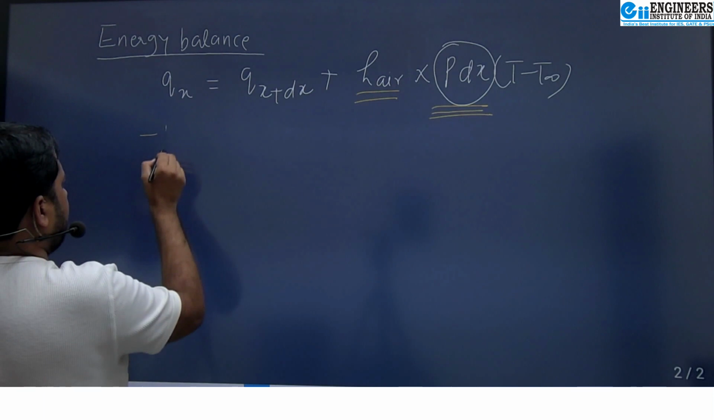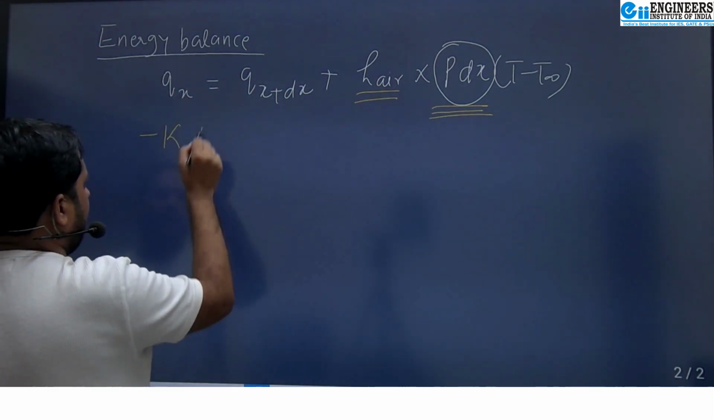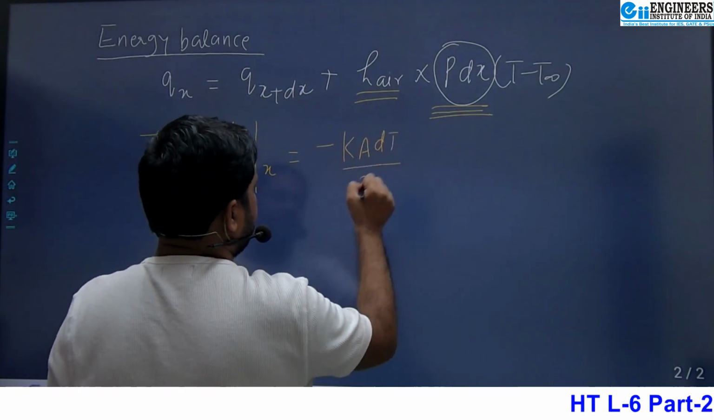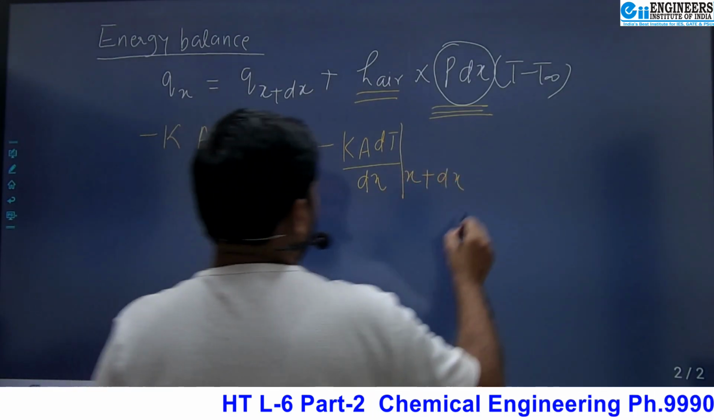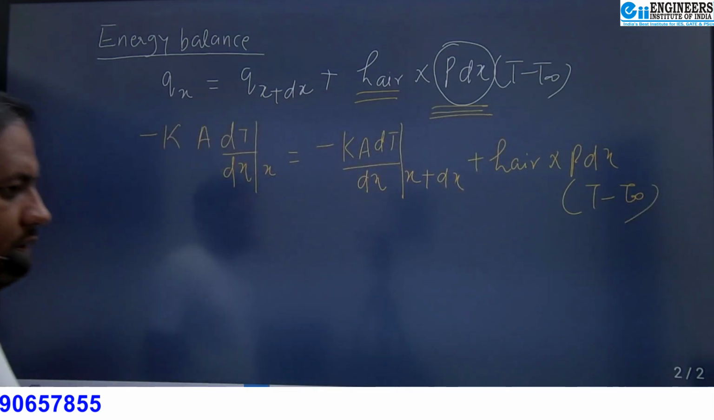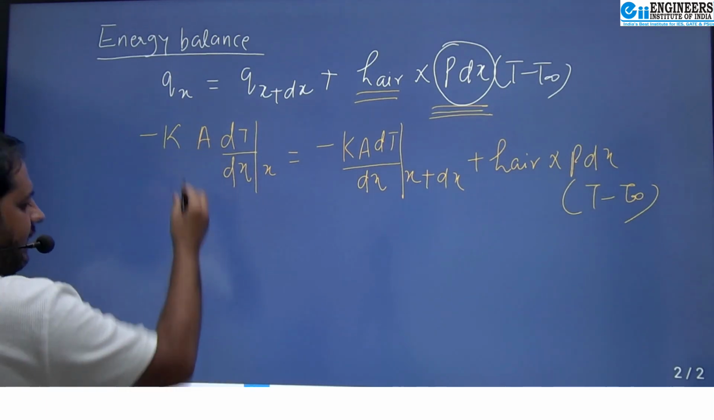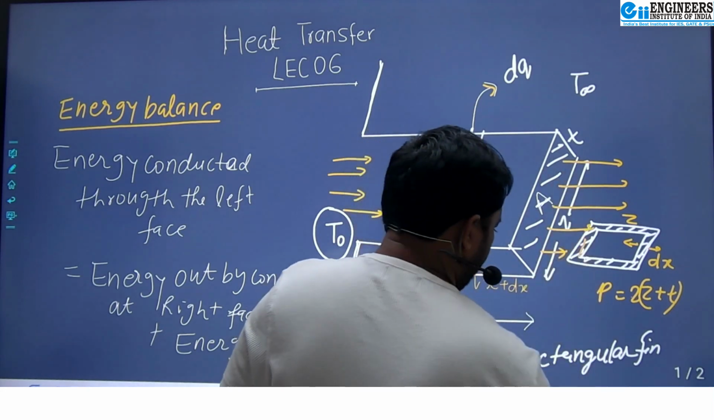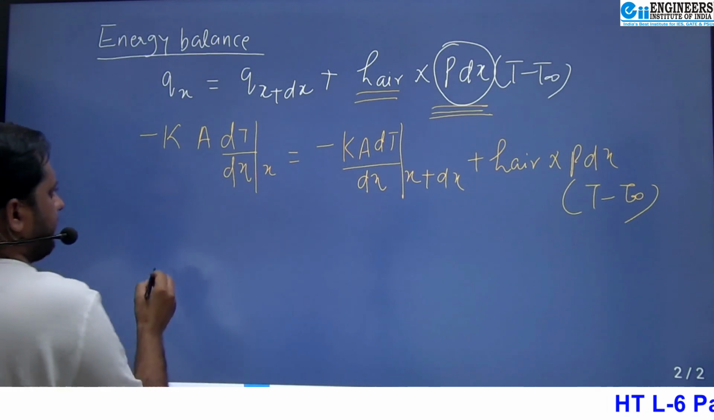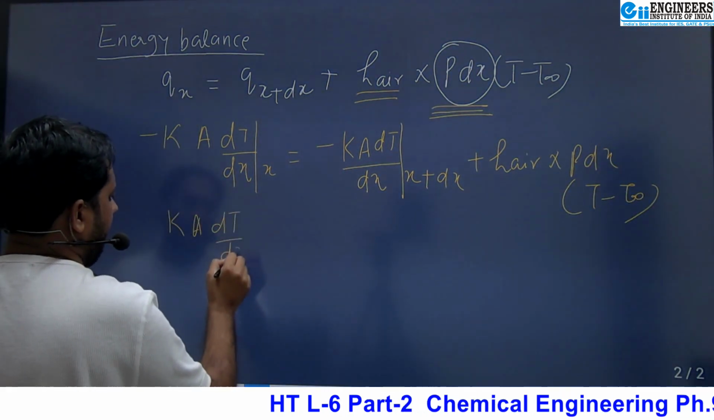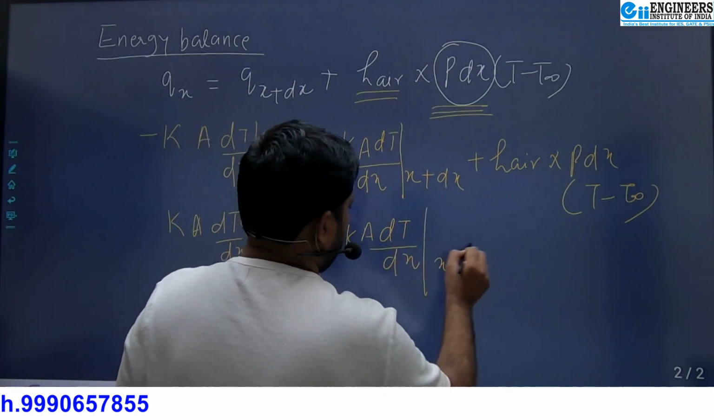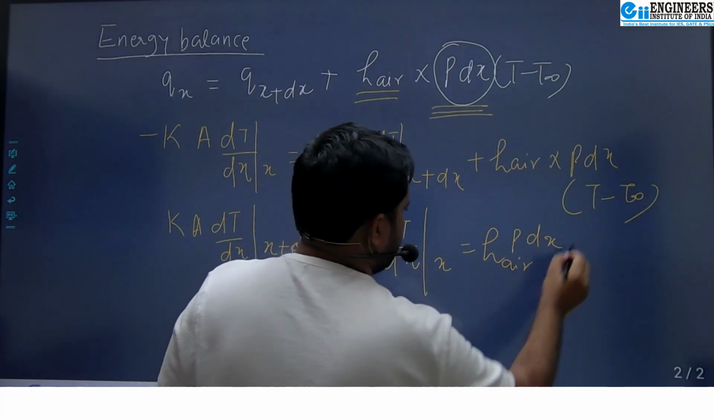Now, because the heat is by conduction, you can write down minus kA dT by dx at x equal to minus kA dT by dx at x plus dx plus h air into P dx into T minus T infinity. Now A is the cross sectional area, because this is the available area for conduction only. So that's why we have written this. Now if you take this value to the left hand side, you get kA dT by dx at x plus dx minus kA dT by dx at x equal to h air P dx into T minus T infinity.